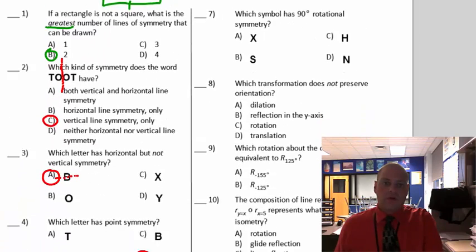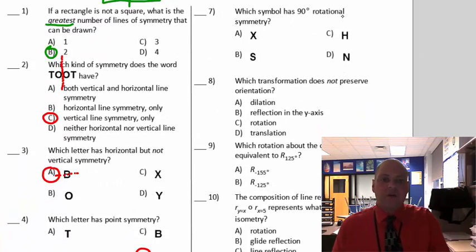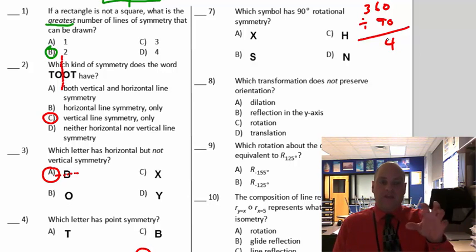All right, rolling through here. Which symbol has 90-degree rotational symmetry? 360 divided by 90 is 4. So you're looking for the one that can be turned 4 ways and look the same.